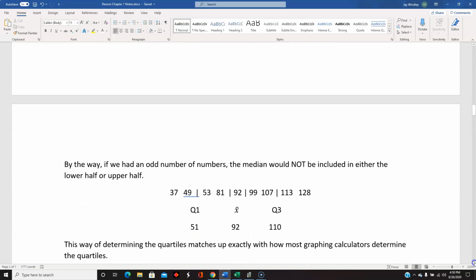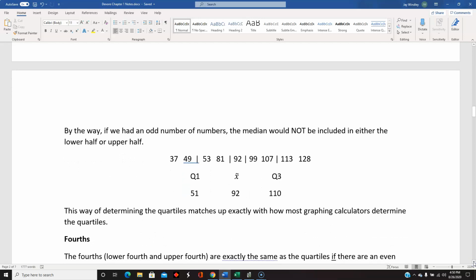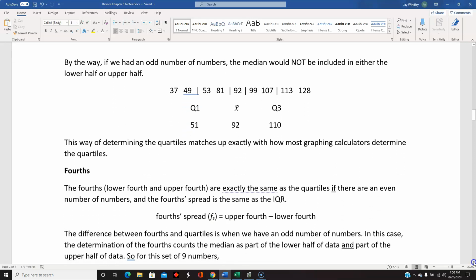By the way, if we had an odd number of numbers, like that set of 9 numbers that I showed you earlier, the median would not be included in either the lower half or the upper half. So we had the median, which is 92. There's 4 numbers below that, which get cut in half to find quartile 1. And there's 4 numbers above that, which get cut in half to find quartile 3. And whether we have an odd number of numbers or an even number of numbers, this way of determining the quartiles is exactly the same way that most of your graphing calculators do this.